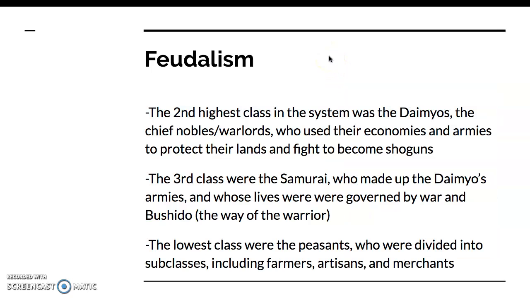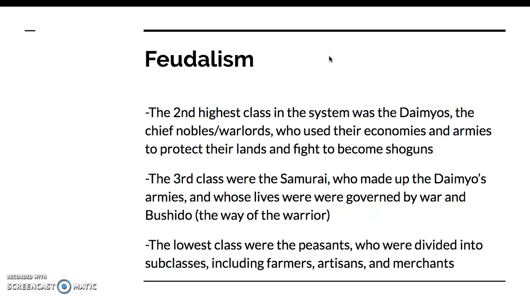The second highest class in the system were the daimyos, who were the chief nobles and warlords, who used their personal economies and armies to protect the lands and then eventually fight to become the shogun. The third class were the samurai, who made up the daimyos' armies and whose lives were governed by war and bushido, which is the way of the warrior, their kind of code of honor.